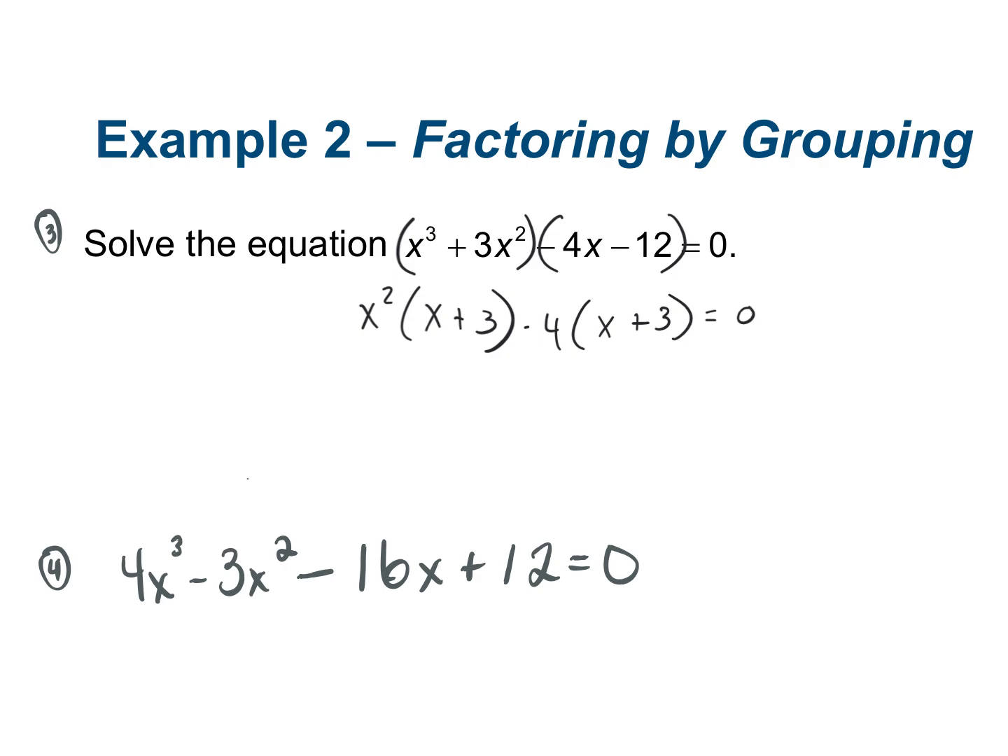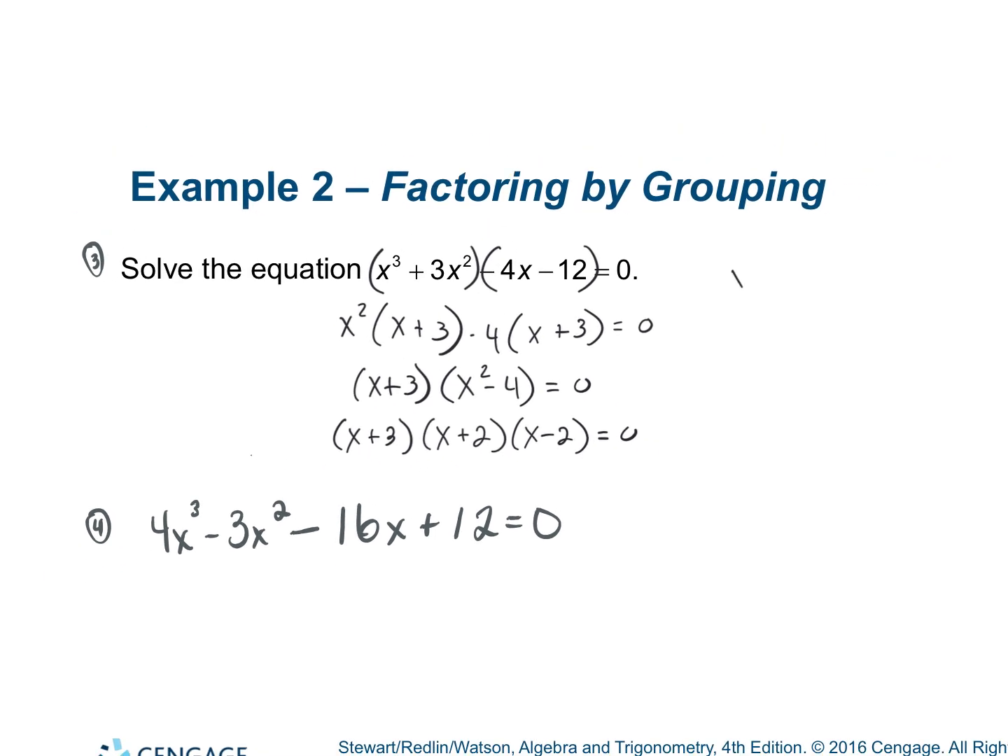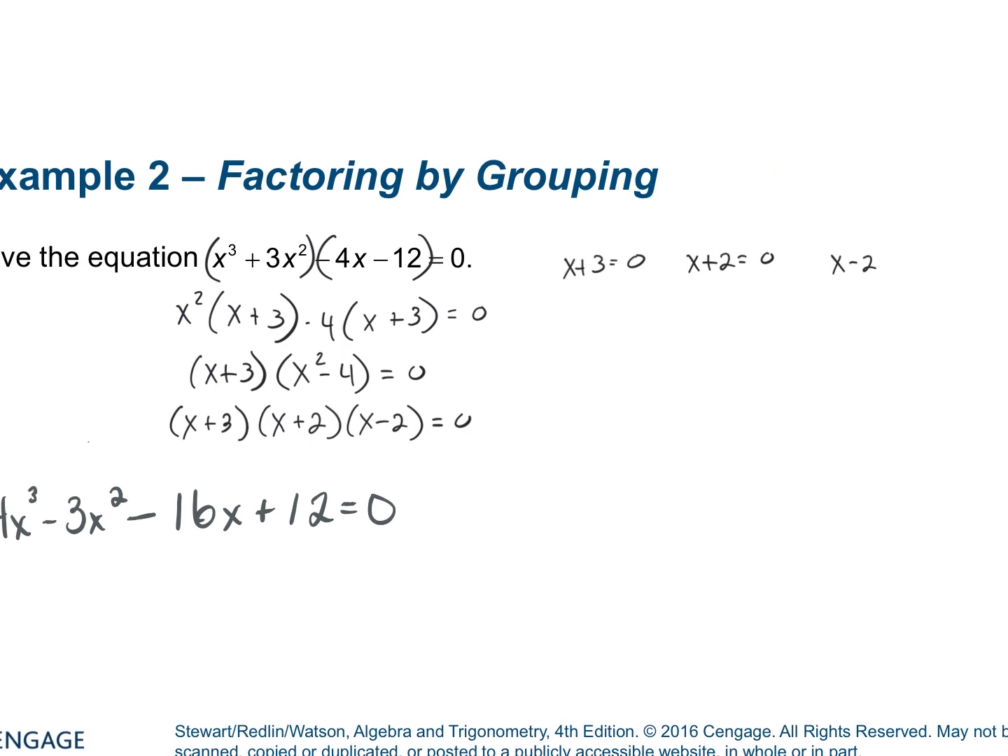As you guys know, here we would get two different parentheses. We would get the parentheses x plus 3, which is the one that matches, and then x squared minus 4 equal to 0. Now again, I can break up that x squared minus 4 into x plus 2, x minus 2 equal to 0. And then I set up every single parenthesis equal to 0 in order to get a final answer. So we get x plus 3 is equal to 0, x plus 2 is equal to 0, x minus 2 is equal to 0.